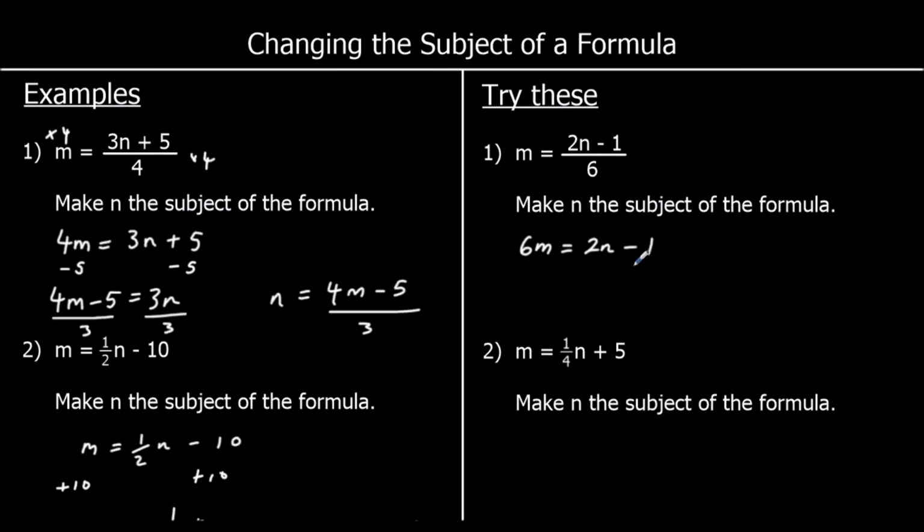We're going to get rid of a minus 1 by plussing 1 to both sides. So 6m plus 1 equals 2n. And we've got n is times by 2 at the moment. So to get rid of that, we divide both sides by 2. So n equals 6m plus 1 over 2.